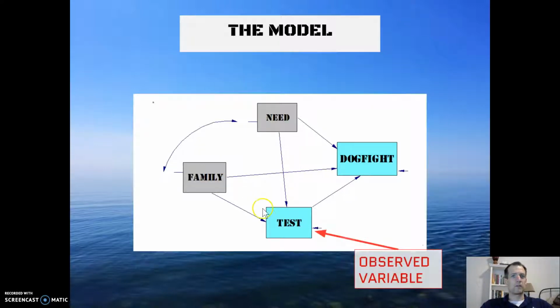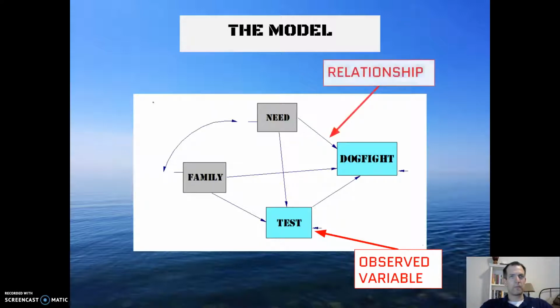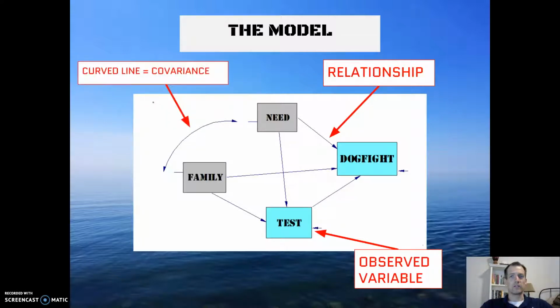Now, the squares are observed variables. In structural equation modeling, if you see a circle, that's something different, called a latent variable. We'll get to that later. The arrows indicate a relationship. And then a curved line is a covariance, just saying two things are correlated, and maybe not necessarily that one has a direct effect on the other. They're just correlated. So you'll see both curved lines and straight lines when you're looking at path analyses.